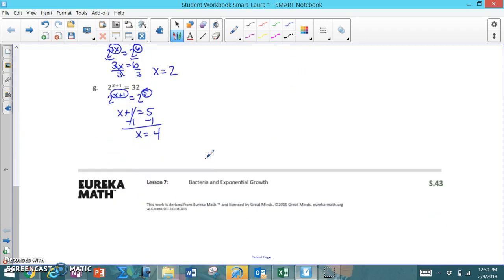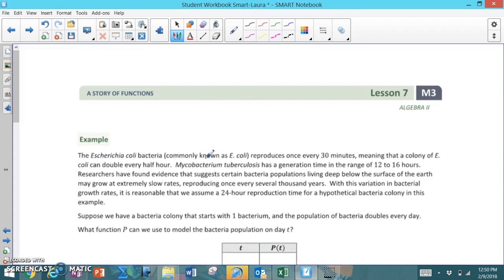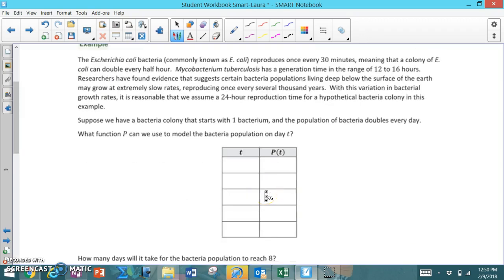So we're going to switch ahead to this example, which I'll let you read on your own, the background of it. But basically, we have a bacteria colony that starts with 1 bacteria, and the population of bacteria doubles every day. That's actually a review of what we've done already, where I could write an equation. P of t equals, the initial amount is 1, times, it doubles every day, so the rate of change is 2, and then to the t power. So that's my function that I can use to model that bacteria.